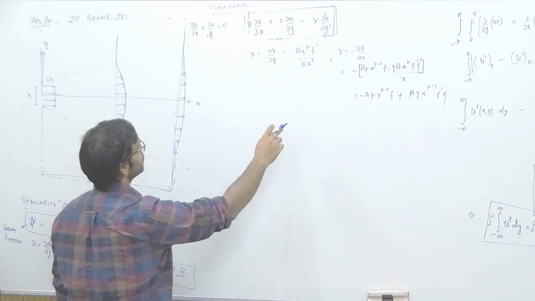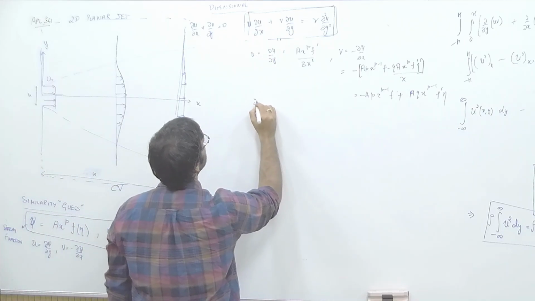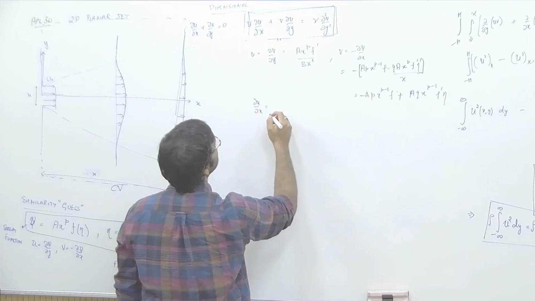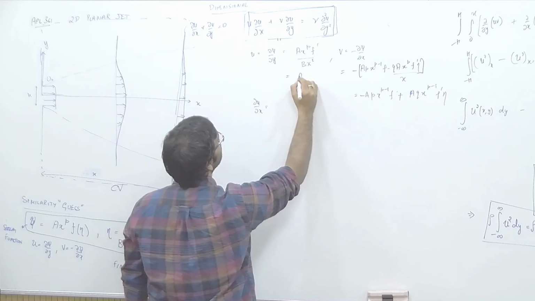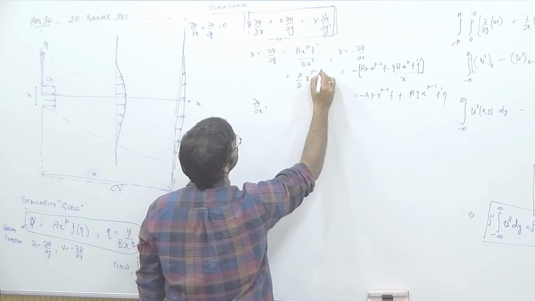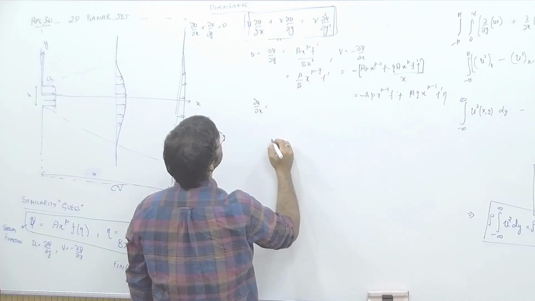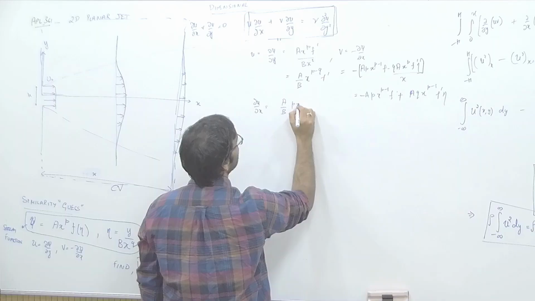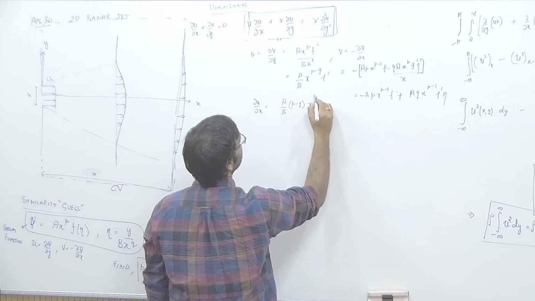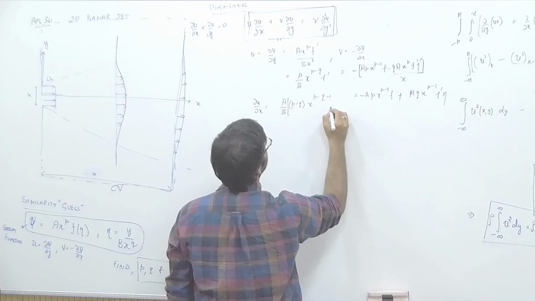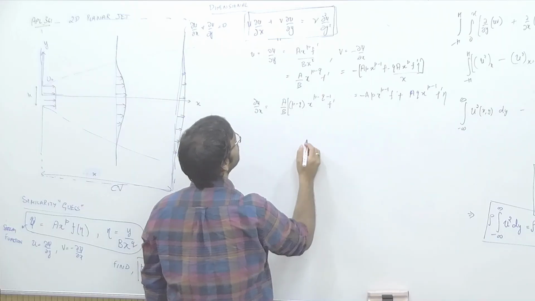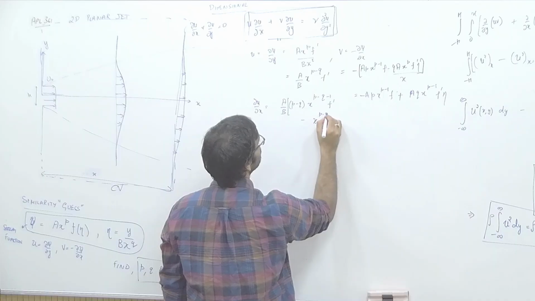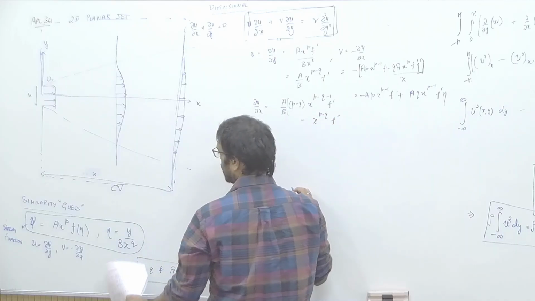Okay, so this is our v. Then we have del u by del x. So let's write u as a by b x to the power p minus q times f prime. So what is del u by del x? Del u by del x is a by b, and then a minus x p minus q f double prime.